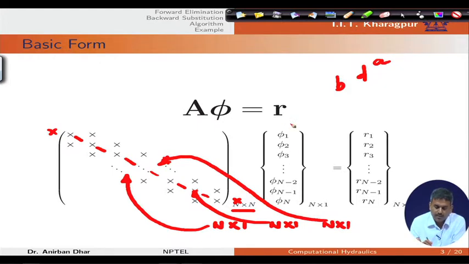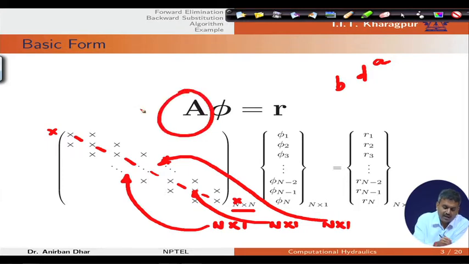And now, we need to store phi and r as usual, because these are required for our calculation process. We will concentrate only on the matrix A, and we will try to reduce the storage requirement for matrix A in this case.